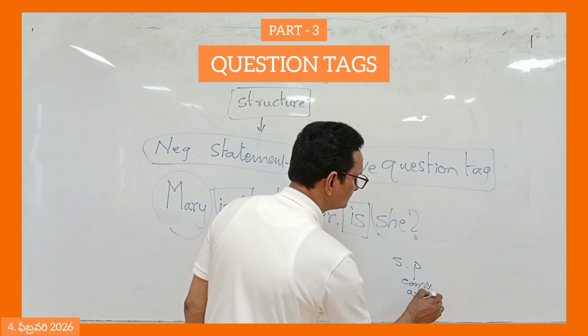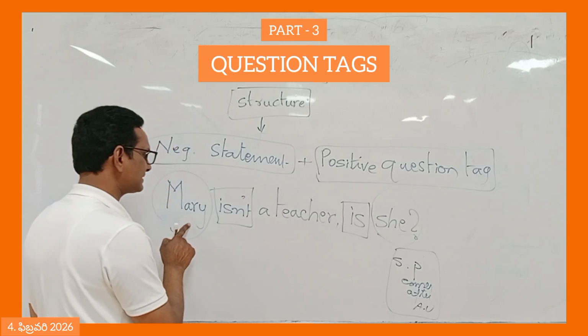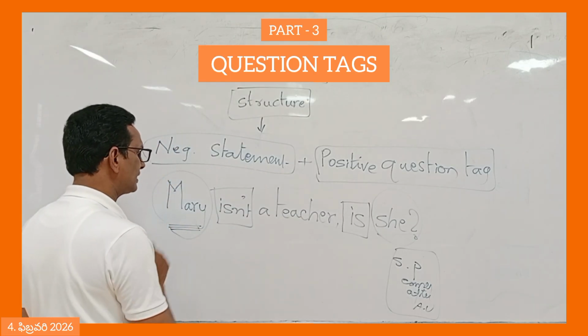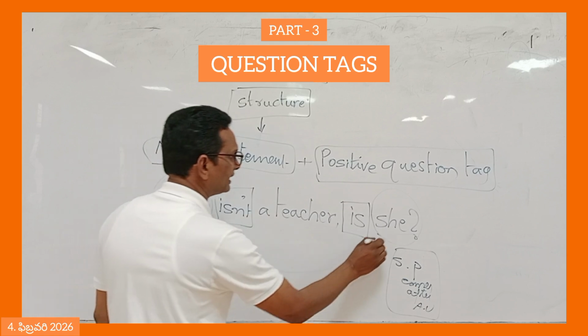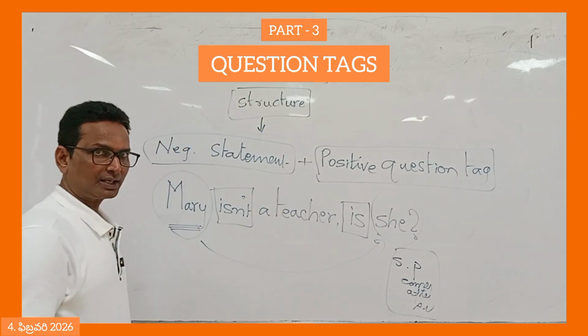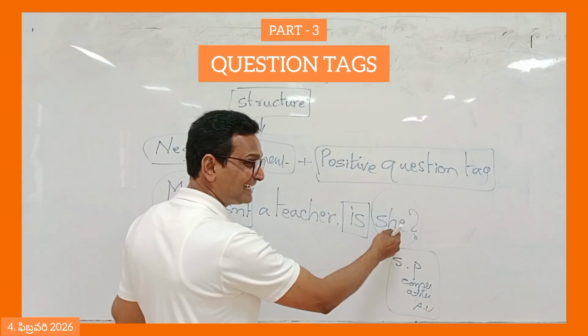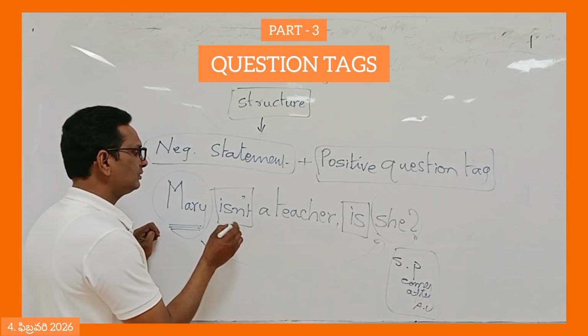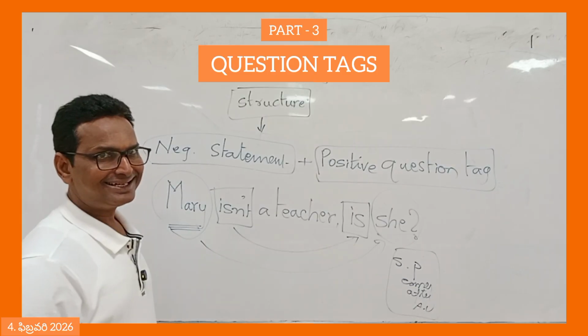after the auxiliary verb. What is the subject pronoun? This is the subject. Mary is a proper noun, feminine gender. So, it is she. If it is Raghu, it would have become he. Okay. Now, isn't is. Mary isn't a teacher.